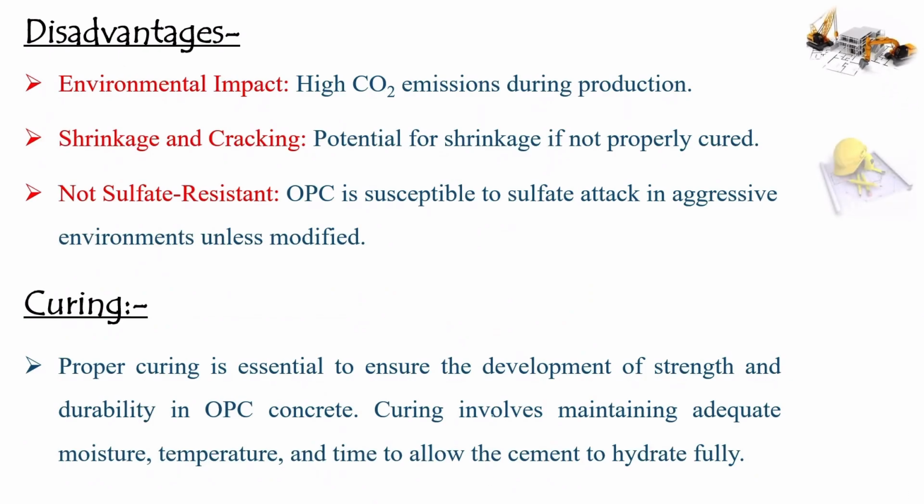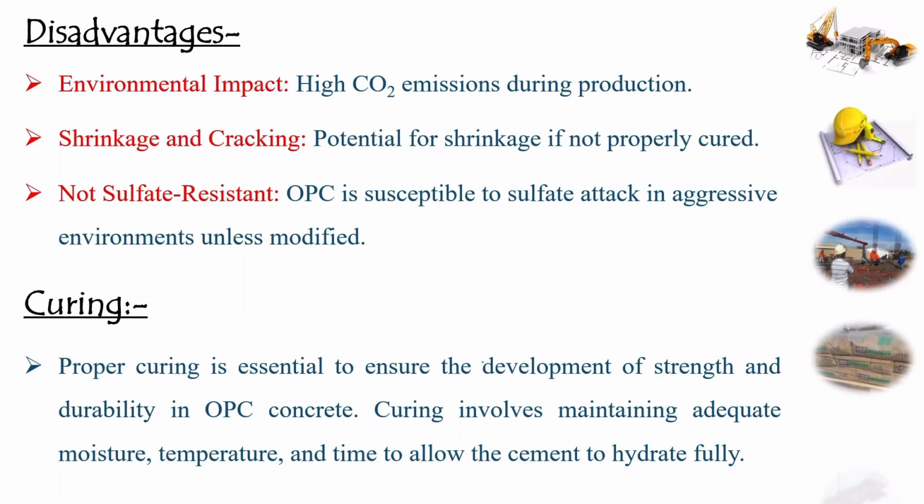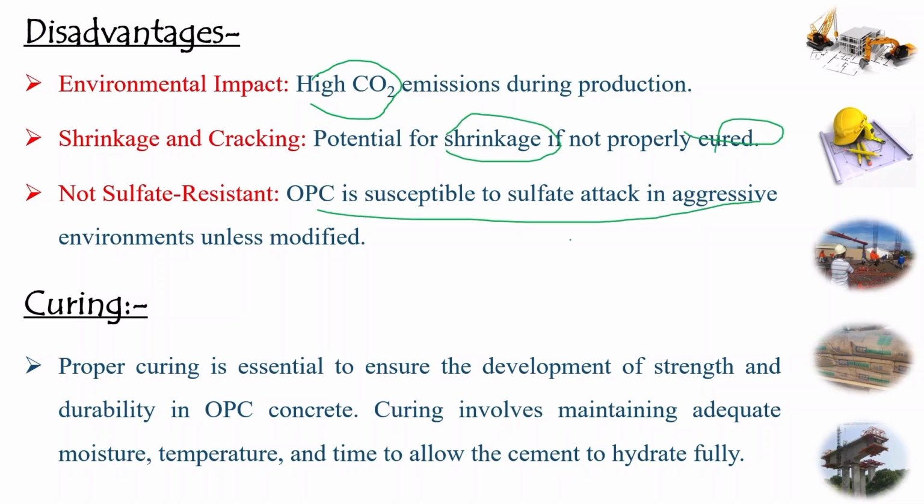Then we have certain disadvantages. High CO2 emission during production. Then potential for shrinkage if not properly cured. Then OPC is susceptible to sulfate attack in aggressive environments unless modified. Then under curing, proper curing is essential to ensure the development of strength and durability in OPC concrete.